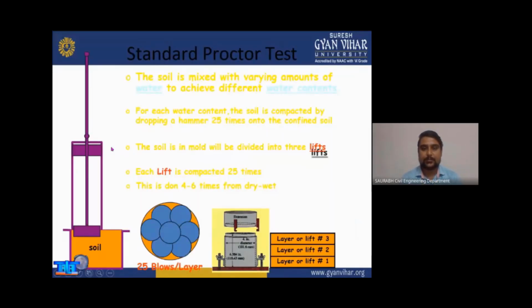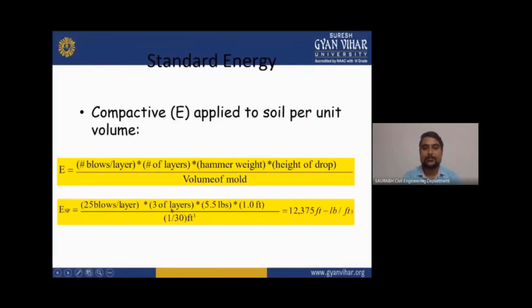In the standard Proctor test, the soil is mixed with varying amounts of water to achieve different water contents. For each water content, the soil is compacted by dropping a hammer 25 times into the confined soil. The mold will be divided into three lifts. Each lift is compacted 25 times, and we can also say the soil will be divided into three layers, and each layer will be compacted 25 times. This is done four to six times, and this will be the pattern of doing the compaction here.